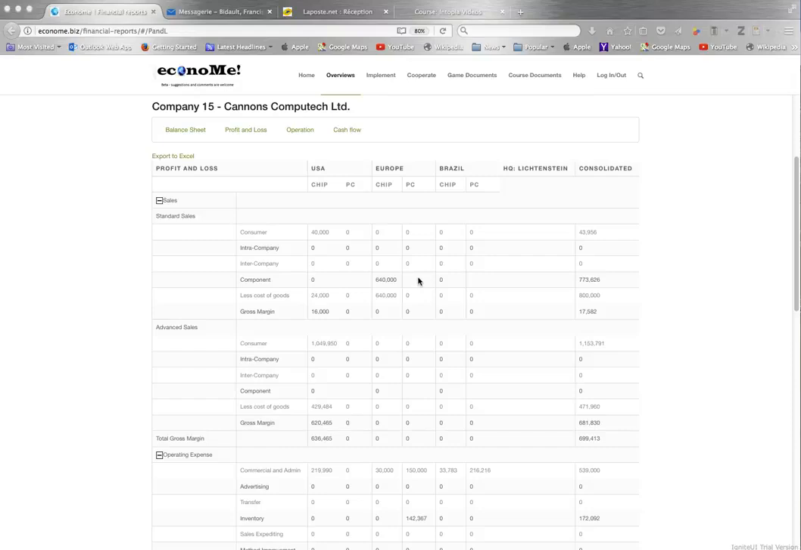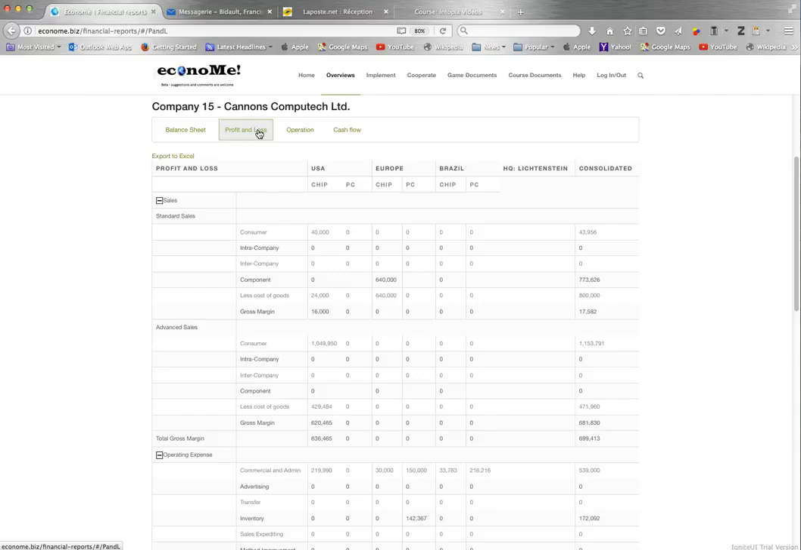Welcome back. We are now going to look at the profit and loss statement. Remember, in the overviews, you have financial reports. Inside financial reports, you have balance sheet, profit and loss, operation and cash flow. Today, we look at profit and loss.